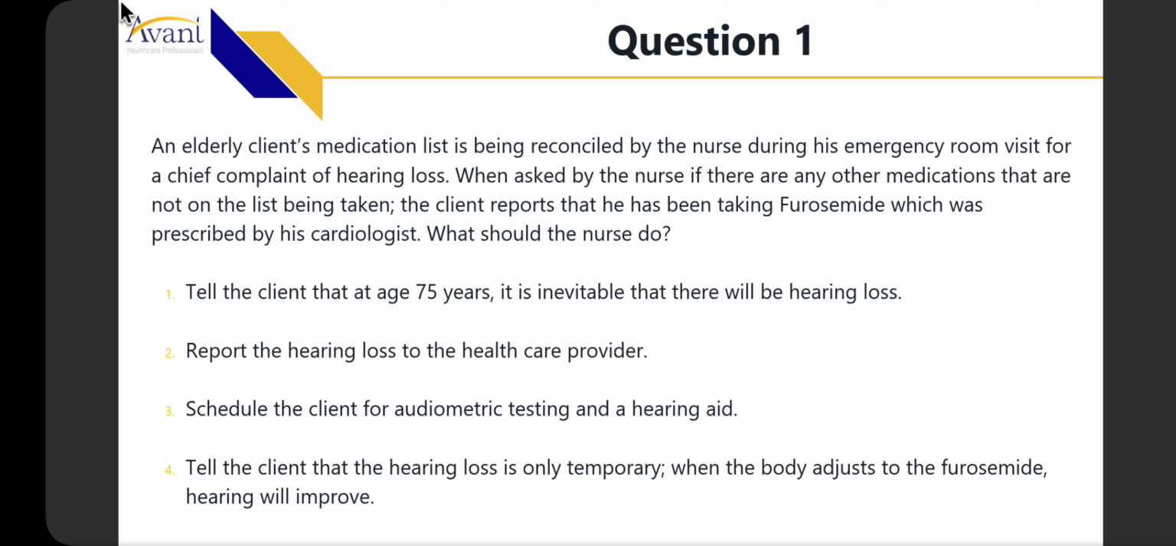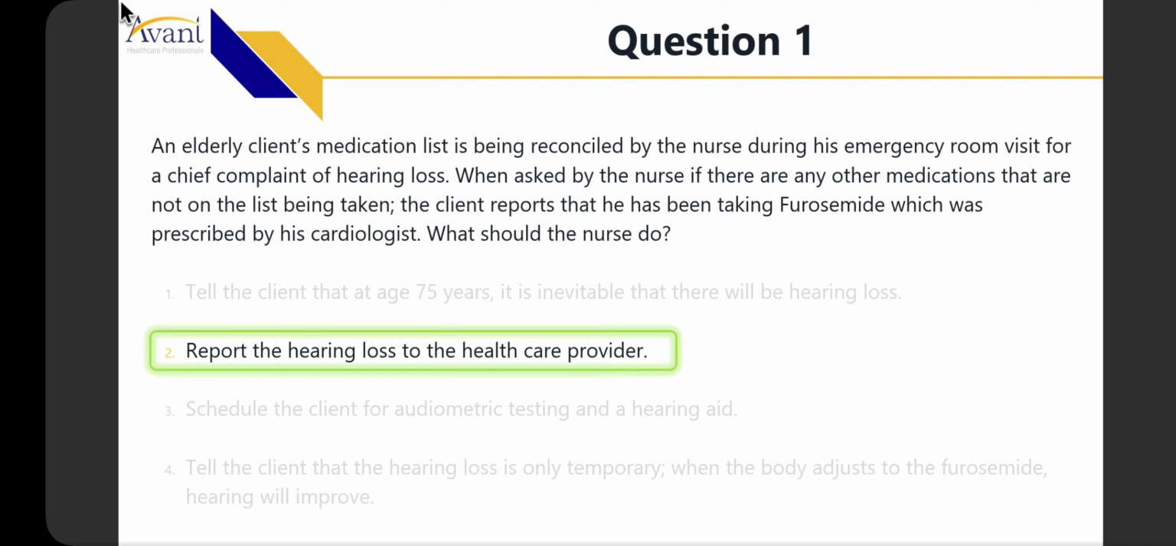Hearing loss is, first of all, not inevitable, and it's not appropriate to make assumptions about the cause of the symptoms without thoroughly evaluating. So that's why we wouldn't do number three. And the client's system will not adjust to hearing loss and it will not resolve itself. Okay. Reporting hearing loss to the healthcare provider is going to be essential in this situation because ototoxicity can happen via the use of furosemide.